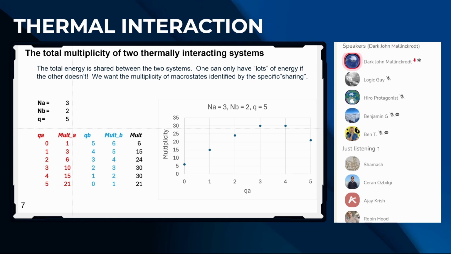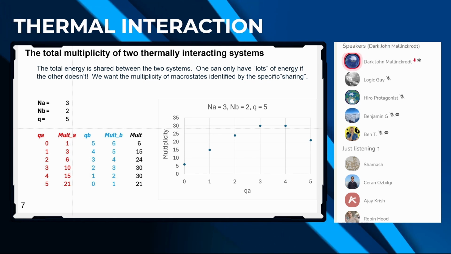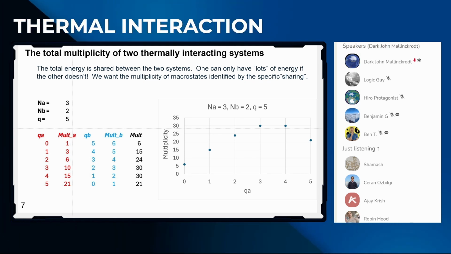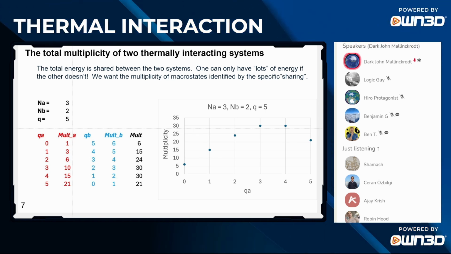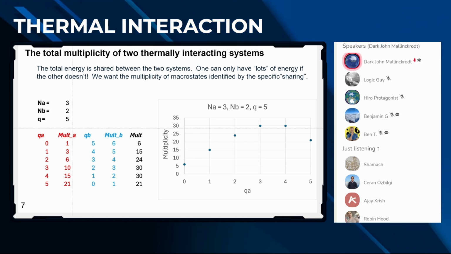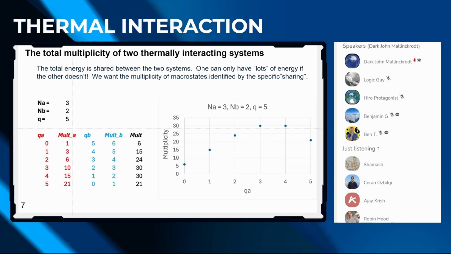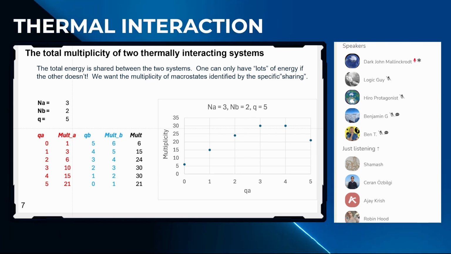Now the question is, how many ways are there of storing 0 units in A and 5 units in B? And the answer is, well, there are 6 ways of doing that because there's only one way of doing that in A and there's 6 ways in B. So that means there's 6 ways total. Now this will get a little better if I go to the next row. Let's go to the next row.